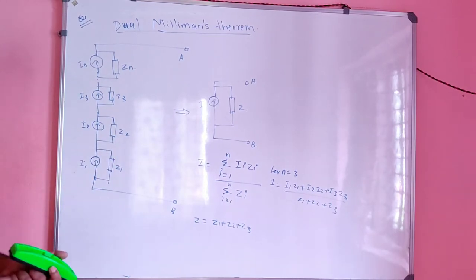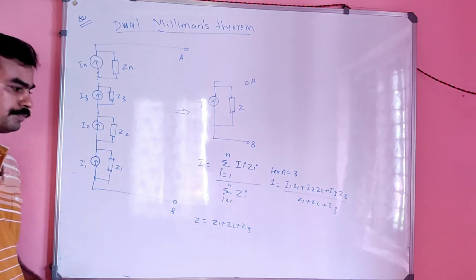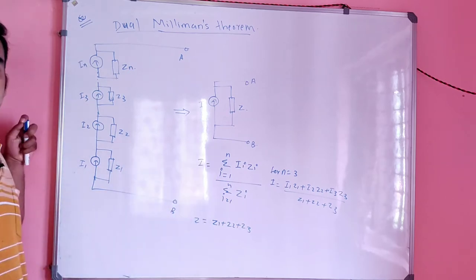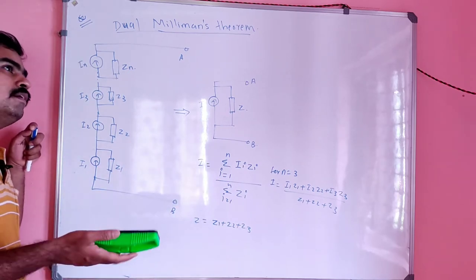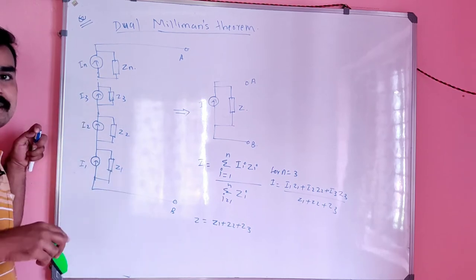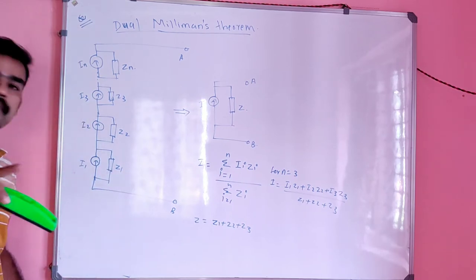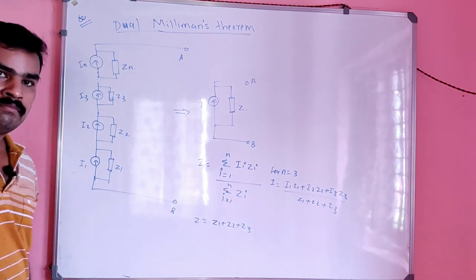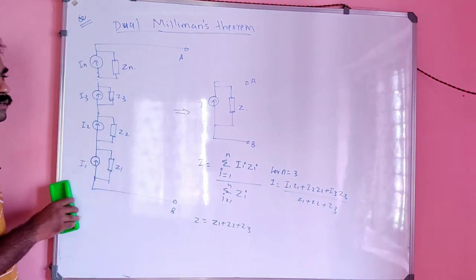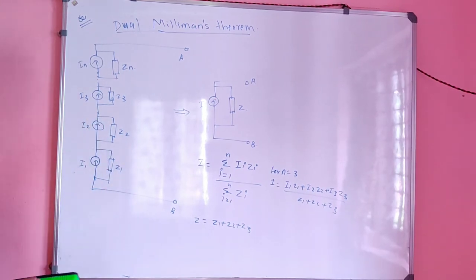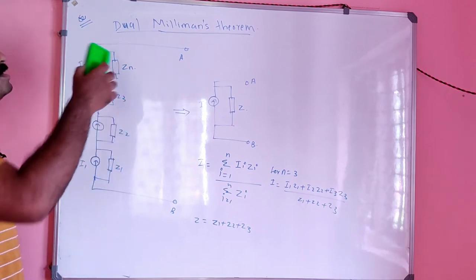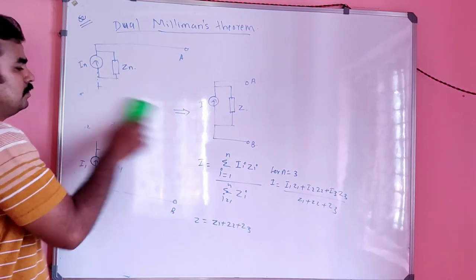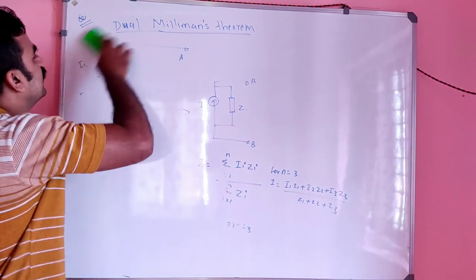Is it clear? So that is the concept of the dual Millman's theorem. In Millman's theorem, we use the term admittance, E1 y1 divided by y1, and here I1 Z1 divided by Z1. That's all. In a one word question in an examination, maybe this may be asked. This is not that important, but the reciprocity theorem is very, very important.